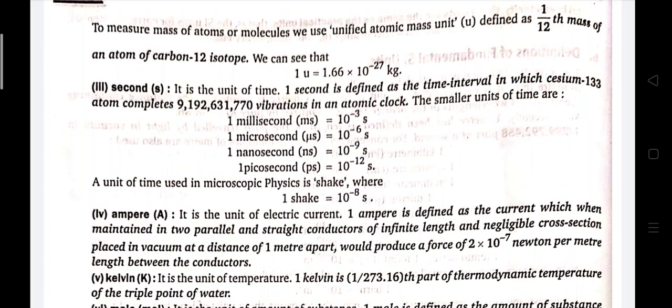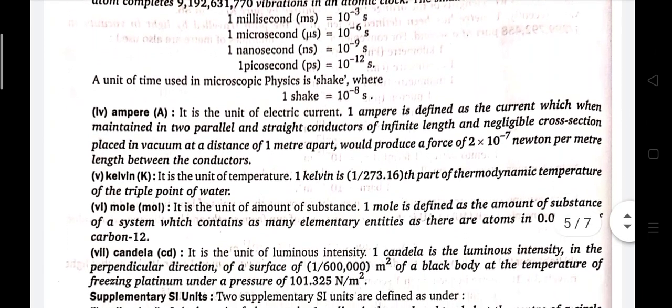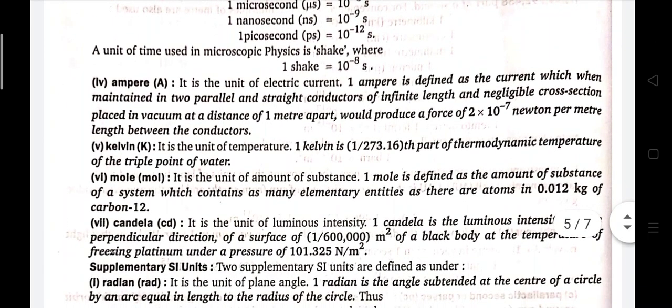SI unit for temperature is Kelvin. 1 Kelvin is 1 upon 273.16 part of the thermodynamic temperature of the triple point of water. Mole is the unit of amount of substance. Mole is defined as the amount of substance of a system which contains as many elementary entities as there are atoms in 0.012 kg of carbon-12, or we can say that it has particles equal to Avogadro's number.